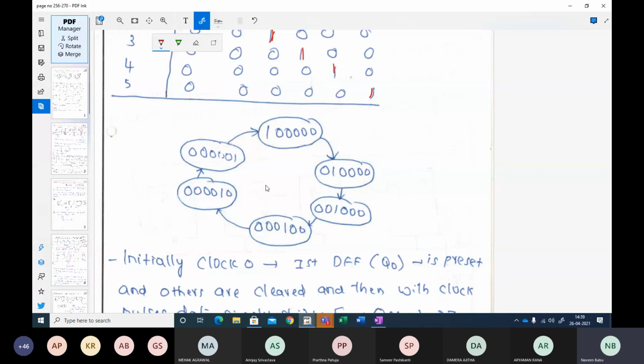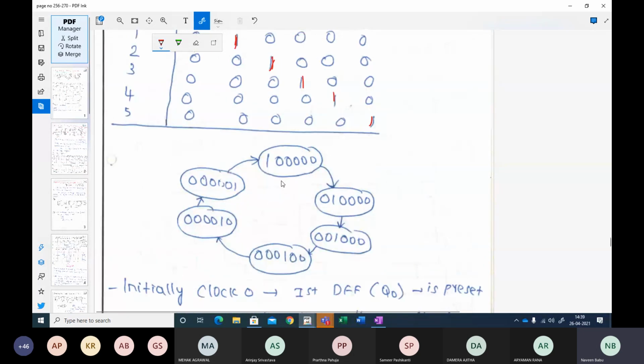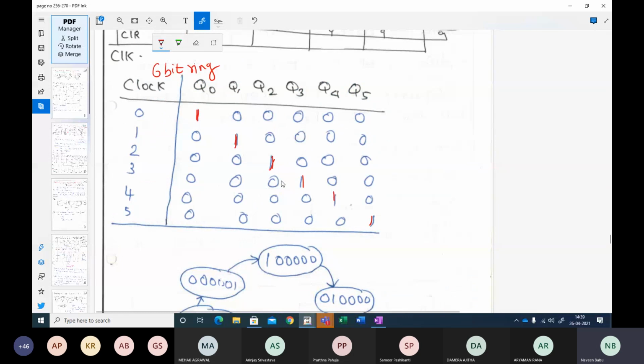We have already seen the advantage of a ring counter. What is the advantage of a ring counter? The advantage of a ring counter is that only one output is active at any instant of time. So the possibility of overlapping, or of getting an erroneous output, is very, very less in the case of ring counters.